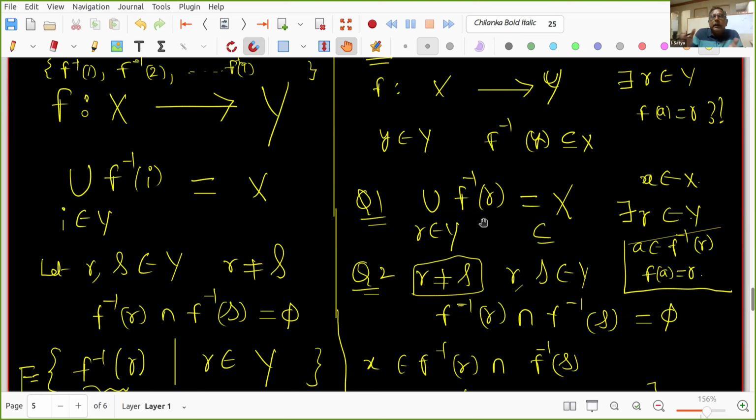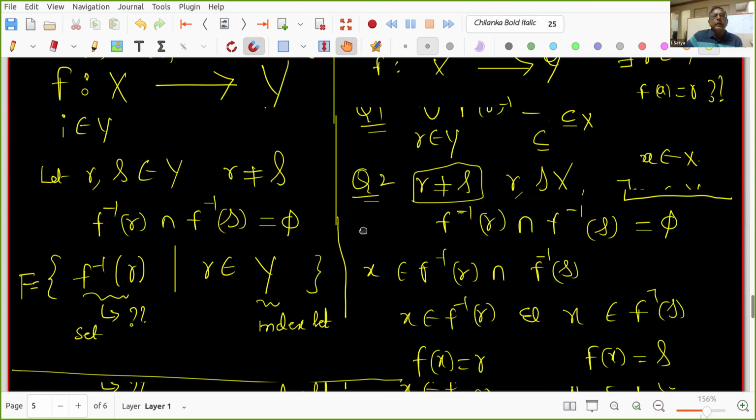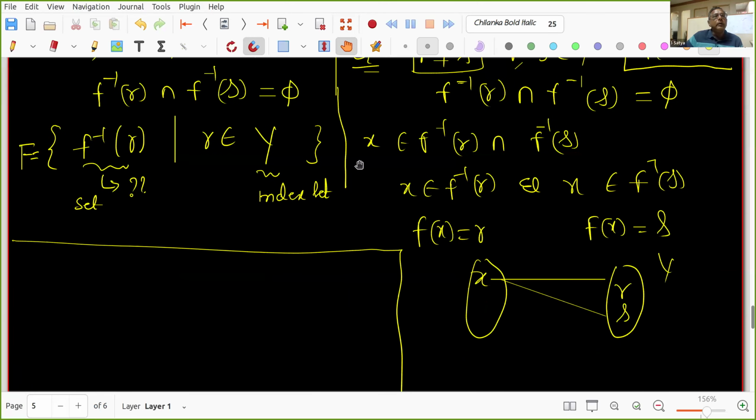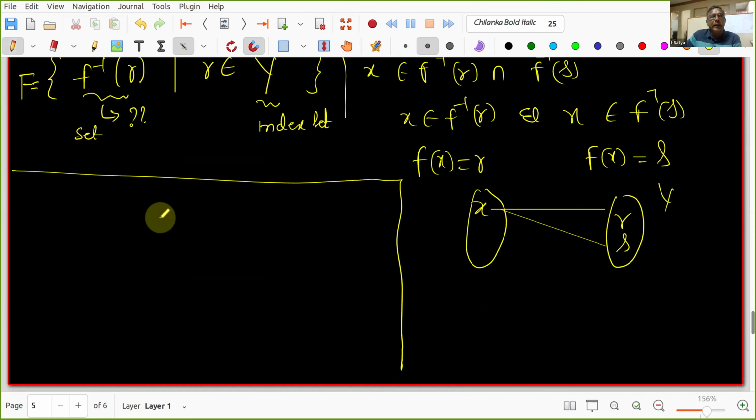Why is the intersection empty? If x is in two pre-images, that means that x has two images. That's a contradiction, right? That's it. Very simple. By definition of a function, both are common. Less response is not good, but please discuss in the discussion session and make it clear. I'm moving forward because we do not have time now.